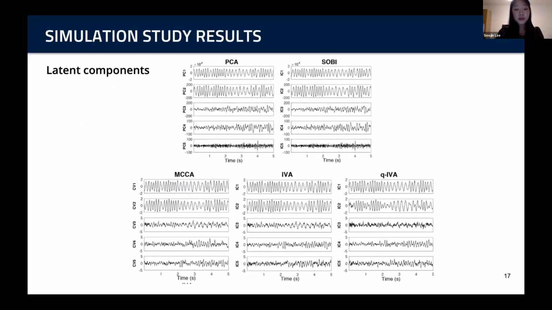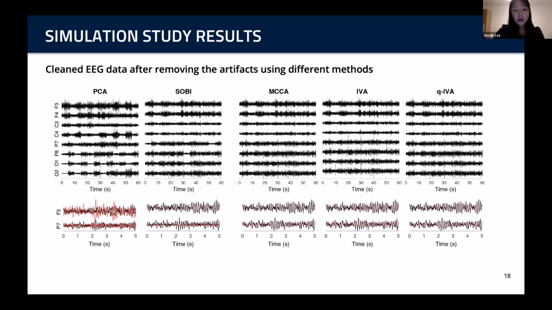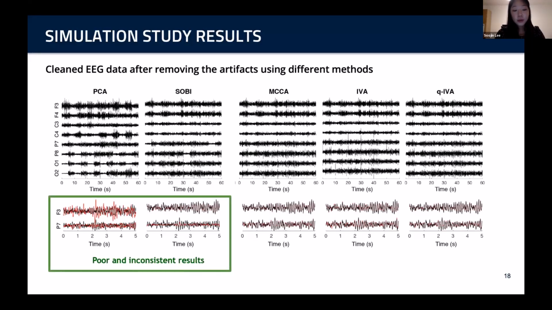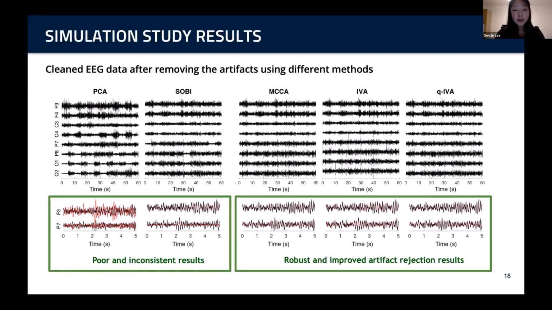So here are some of the results from the simulation study. I plotted the latent components extracted from the different denoising methods. And as you can see, the artifacts come out as the first and second components. And here are the plots that show the cleaned EEG data using different denoising methods on the top. The first noticeable thing is that the cleaned EEG data using PCA look very different from the rest. If I zoom into just 2 channels and display the cleaned EEG as red and the ground truth as black, we can see that PCA and ICA give poor and inconsistent results, whereas the other 3 methods seem to give more robust and improved rejection results.